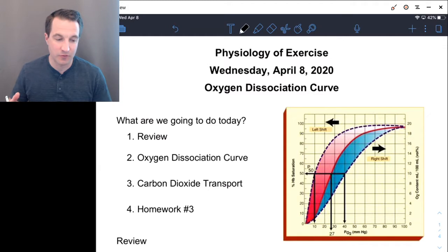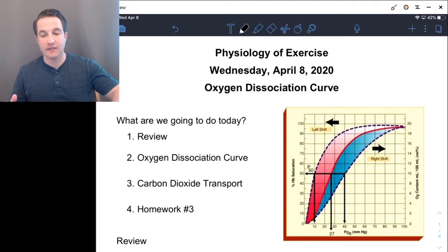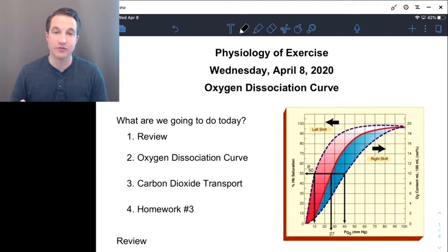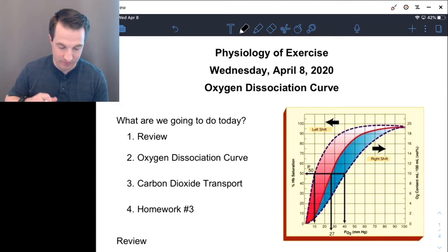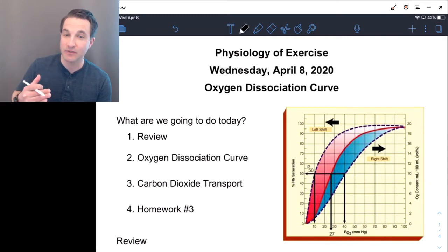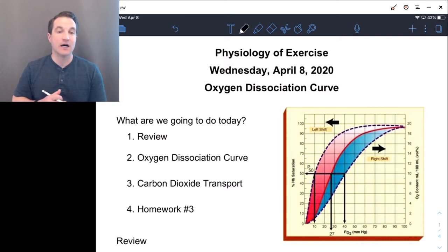A really fun lecture where we'll learn how to calculate AVO2 difference. We'll get a little more into exercise and how this oxy-hemoglobin curve is related to your ability to exercise. We'll do a quick review, and then we'll do the opposite side of oxygen uptake and oxygen utilization, and move on to carbon dioxide transport. If we're moving oxygen to the muscles, that means we have to be moving carbon dioxide away from the muscles. And last, we'll talk about homework number 3 a little bit.